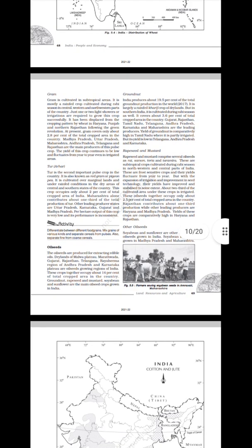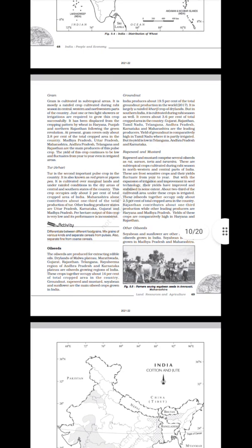Groundnut. India produces about 16.6% of the total groundnut production in the world 2016. It is largely a rain-fed kharif crop of drylands, but in southern India, it is cultivated during Rabi season as well. It covers about 3.6% of total cropped area in the country. Gujarat, Rajasthan, Tamil Nadu, Telangana, Andhra Pradesh, Karnataka, and Maharashtra are the leading producers. Yield of groundnuts is comparatively high in Tamil Nadu, where it is partly irrigated, but its yield is low in Telangana, Andhra Pradesh, and Karnataka.